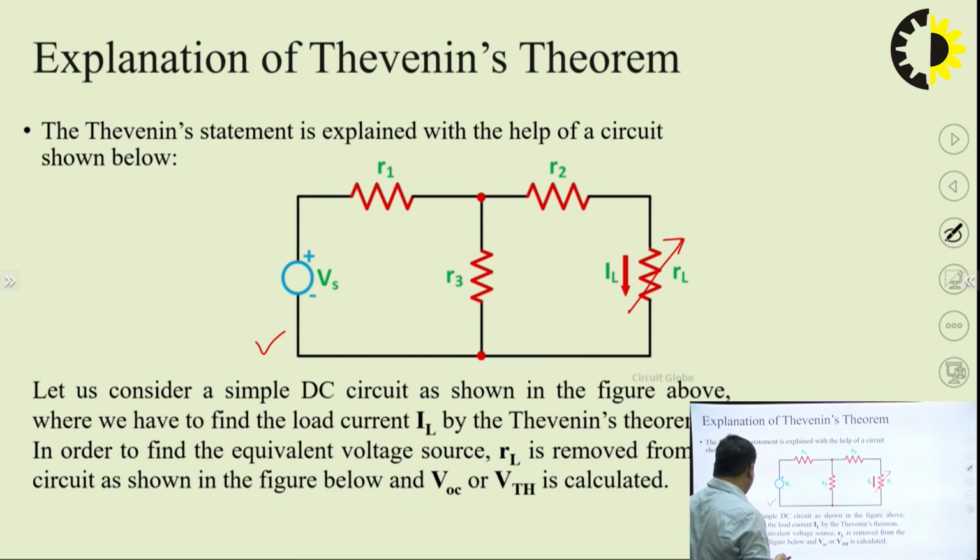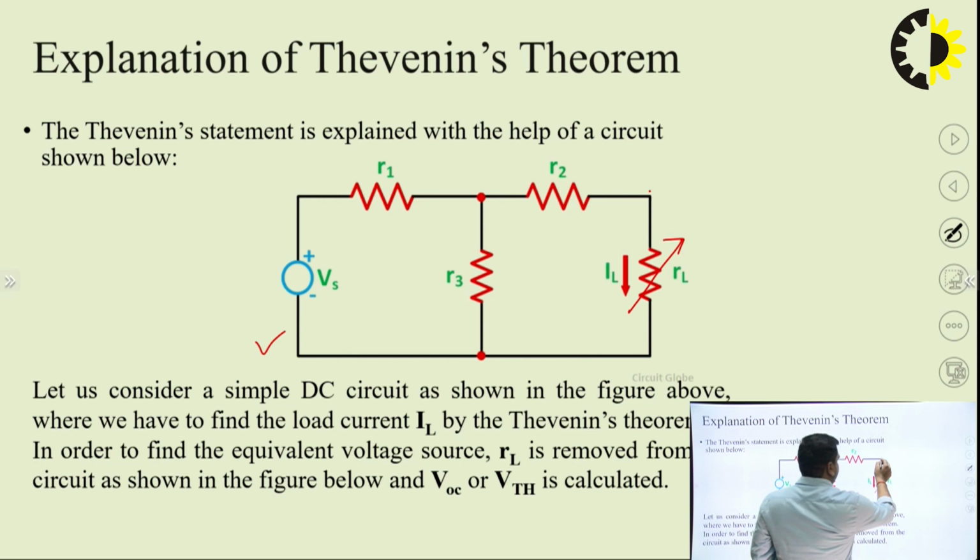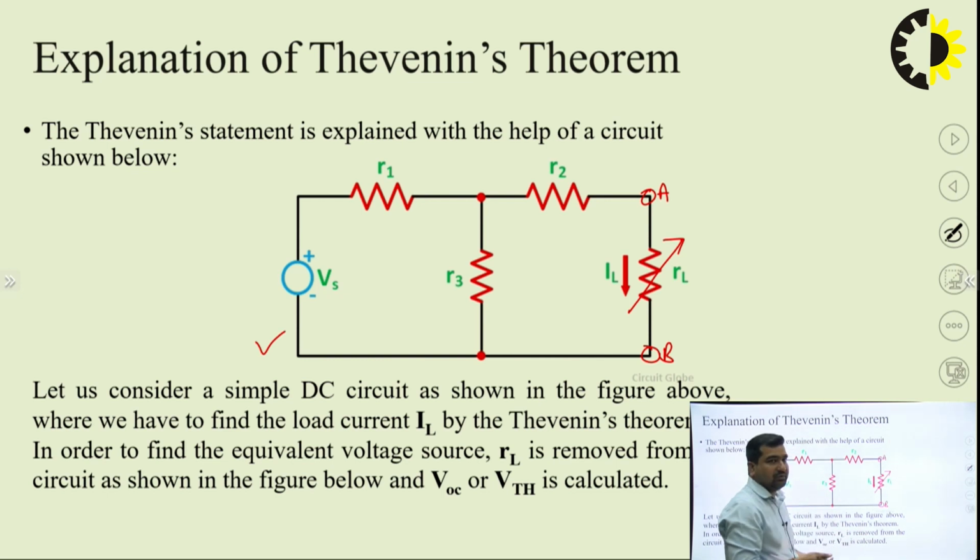In order to find the equivalent voltage source, or we can say the open circuit voltage source, or the Thevenin voltage, all are same, RL is removed. So first of all, we have to remove this RL from the network, at terminals AB. So our first step is to remove the load resistance from the network. First we remove RL from the circuit, and then we are going to calculate the VOC and RTH.